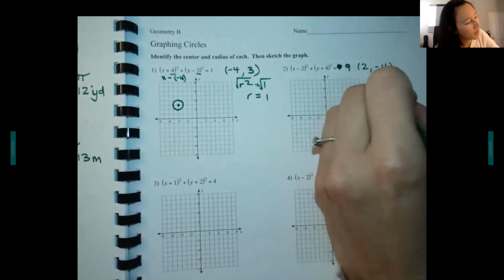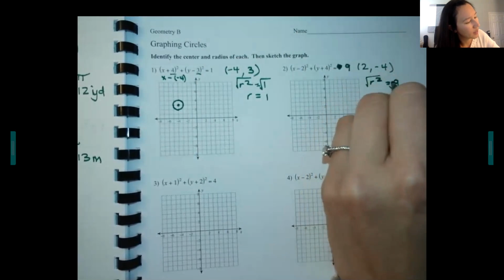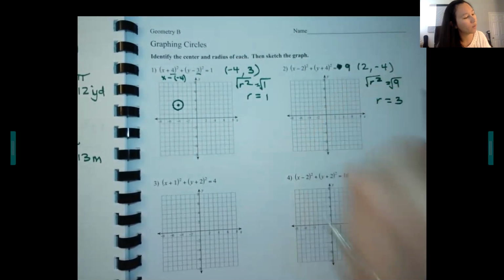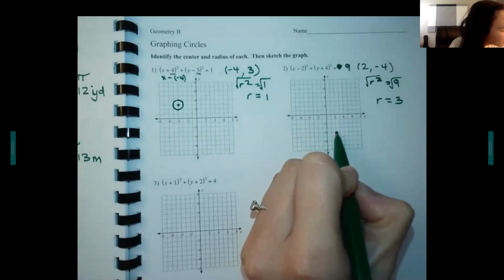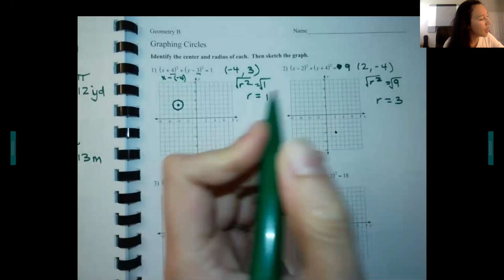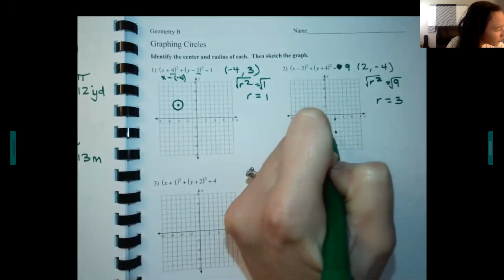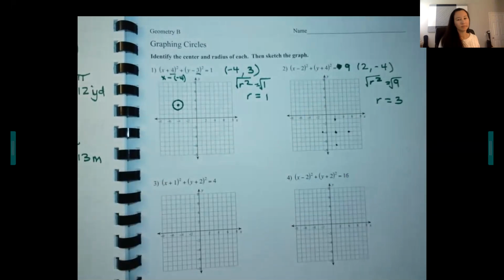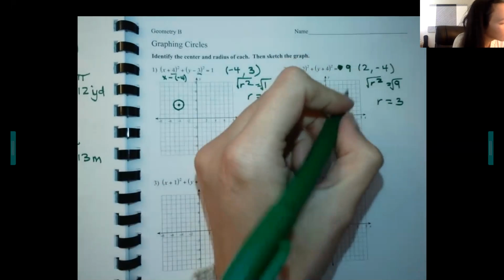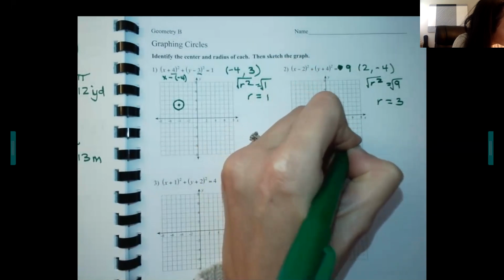So then R squared equals 9. So we take the square root and R would equal 3. So we'll plot our center at 2, -4. And then we'll go 3 up, 3 down, 3 left, and 3 right. And then we'll sketch a circle through those points.